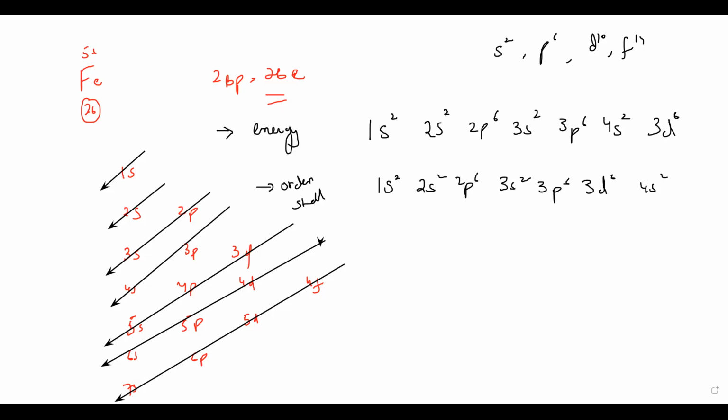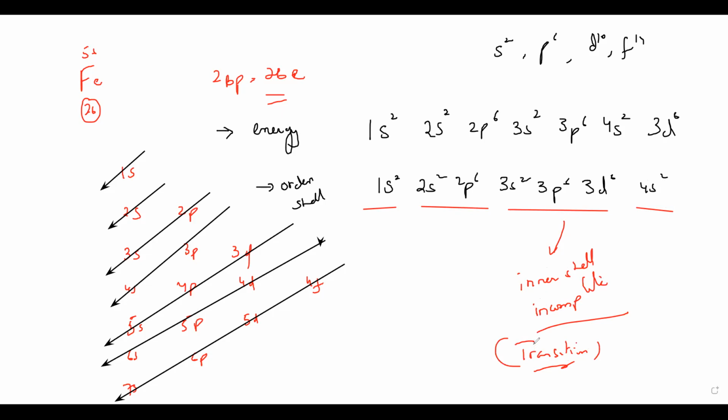And that's why for these elements, you can see, the inner shell is incomplete and the outer shell is complete. What do we call these types of elements? We call them transition elements. So for a transition element, always the inner will be incomplete where the outer will be complete. Is it clear?